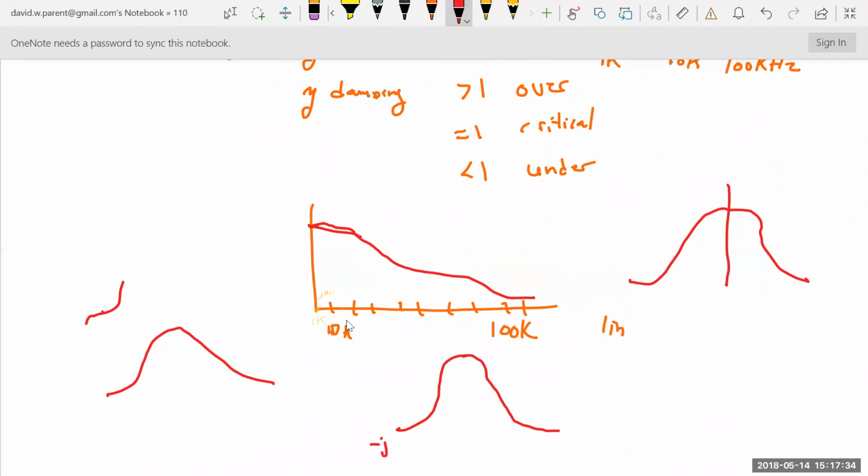So this is minus j omega, plus j omega. What I'm trying to do is draw a Butterworth second order filter. Okay, so I can tell it's low pass because it's high here and goes low there. All right.